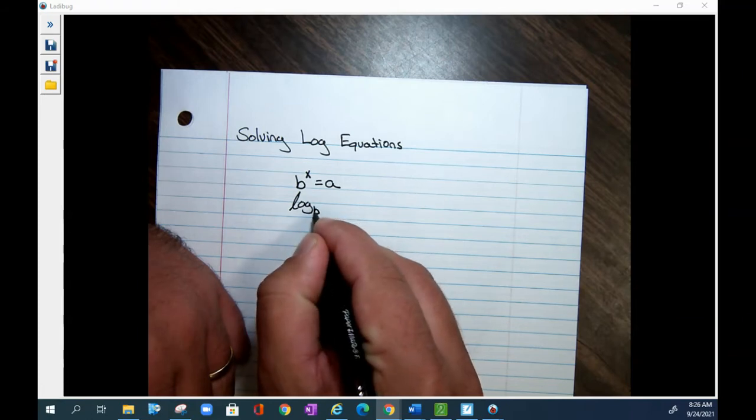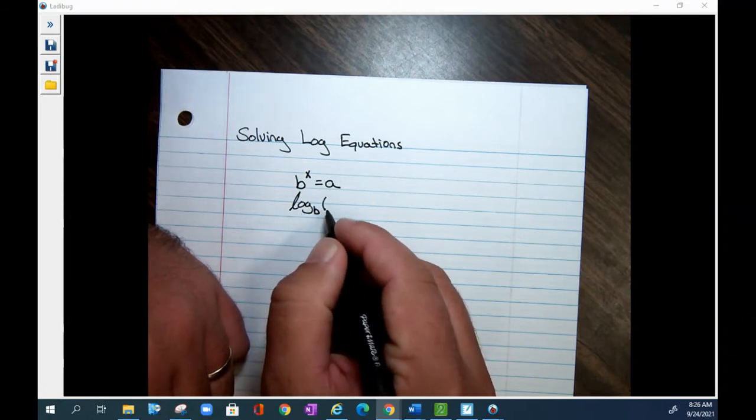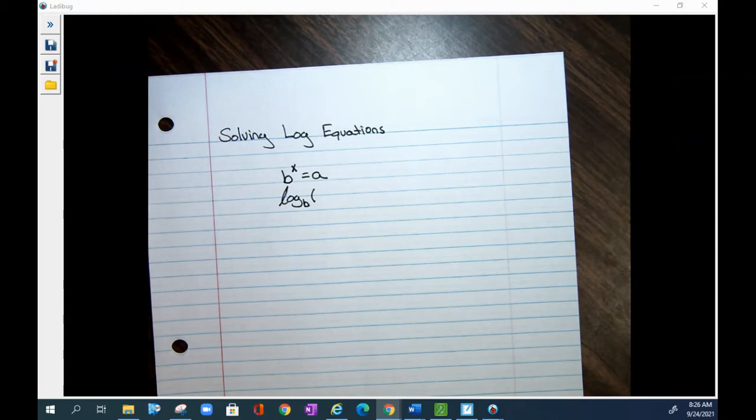log base b. Can somebody get that, please? All right, I'll get it. The YouTubers are going to be so upset. Come on in. Okay.